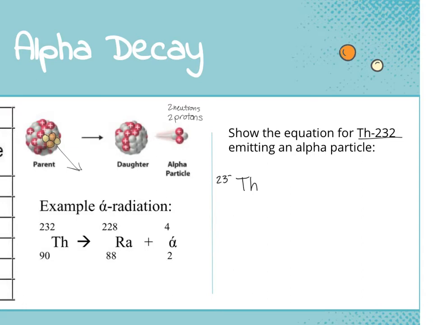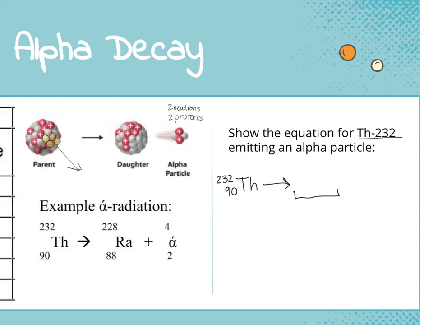So that means it has a mass number of 232. Then if we check the periodic table, we can see that thorium has an atomic number of 90, so you can find thorium there. So thorium is going to change.